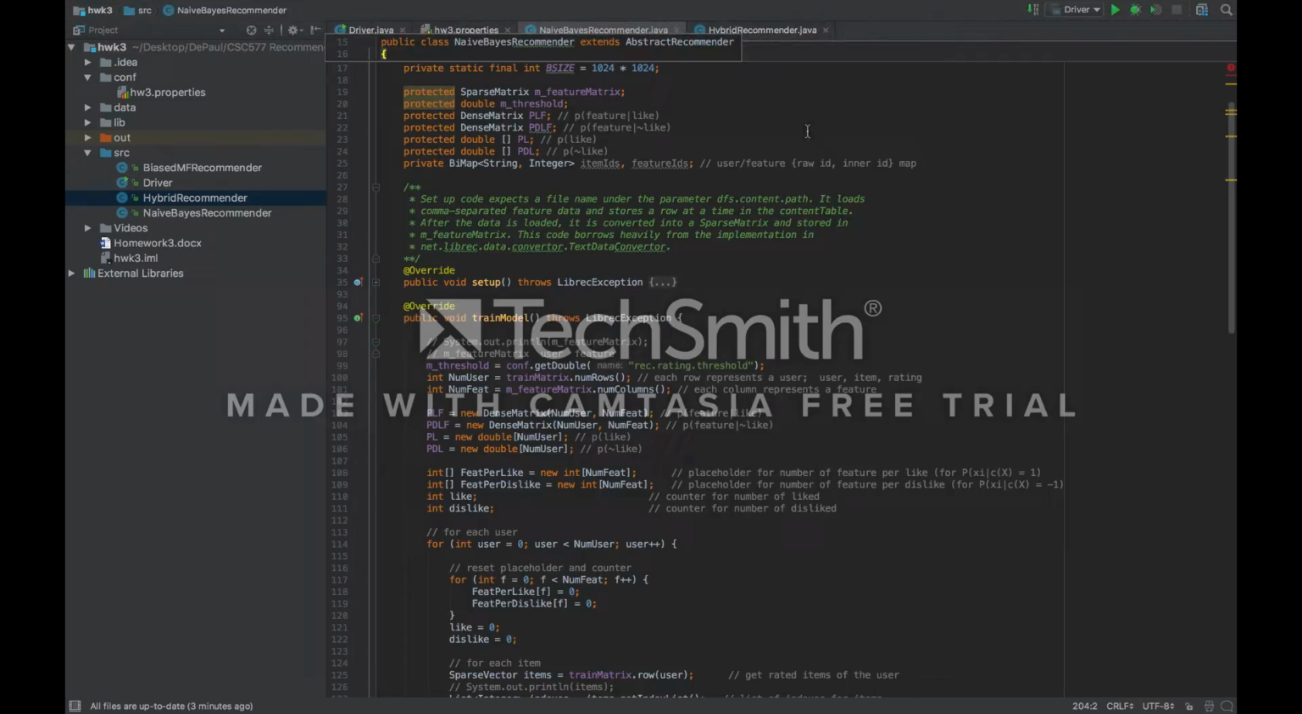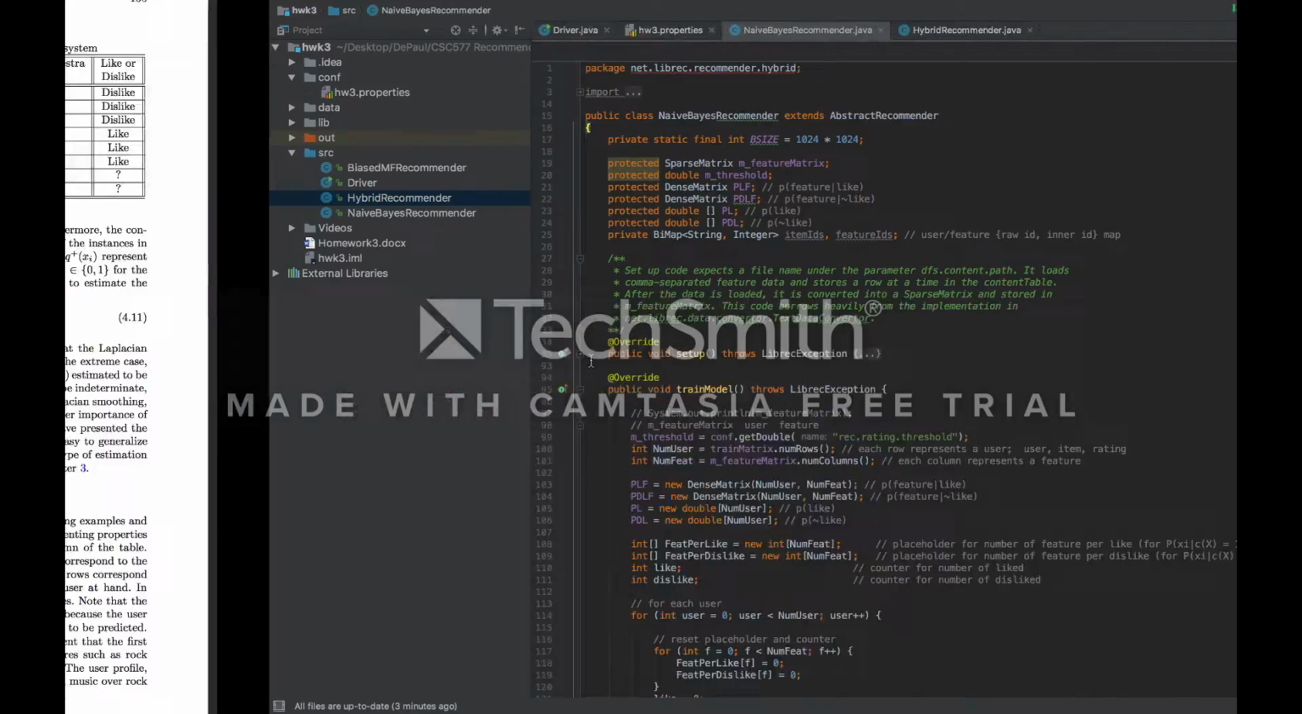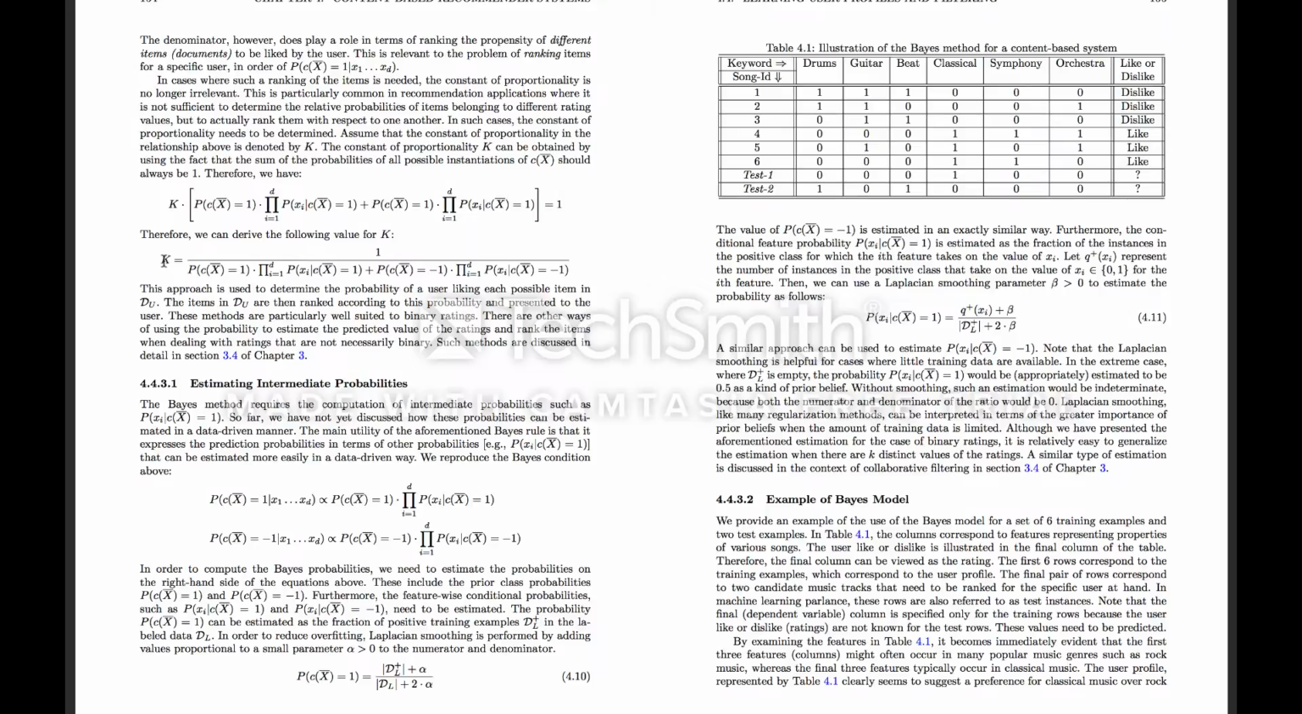And in this homework, we need to implement a Naive Bayes recommender and use another collaborative filtering recommender to construct a hybrid recommender. So in a Naive Bayes recommender, we basically need to calculate this constant k value, which is 1 divided by the probability of like times the probability of feature given like, plus the probability of dislike times the probability of feature given dislike.